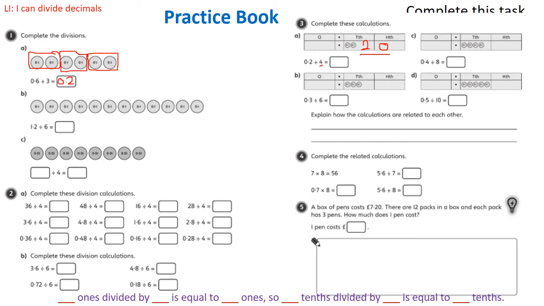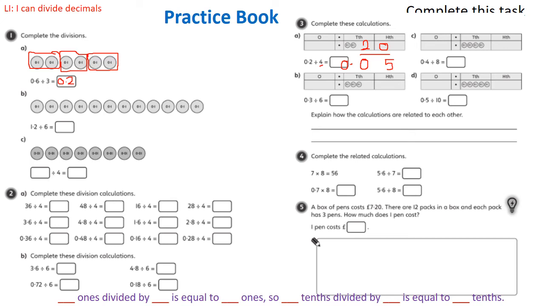Now I can divide by 4. So 20 ones divided by 4 is equal to 5 ones. So 20 hundredths divided by 4 is equal to 5 hundredths. So our 5 would go in that column. We'd put a placeholder in there, then our decimal point, and then another placeholder. Let's have a look at B just to make sure you're happy with this.